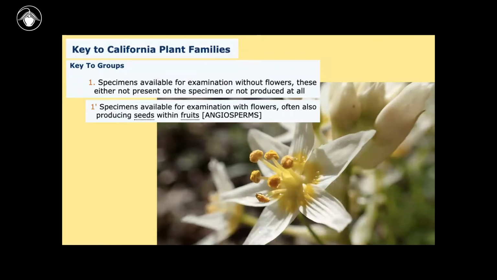Today, we'll be keying this plant using the Jepson eFlora, beginning with the key to California plant families. Specimens available for examination without flowers, these either not present on the specimen or not produced at all, or specimens available for examination with flowers, often also producing seeds within fruits. In this case, we have an angiosperm with flowers.